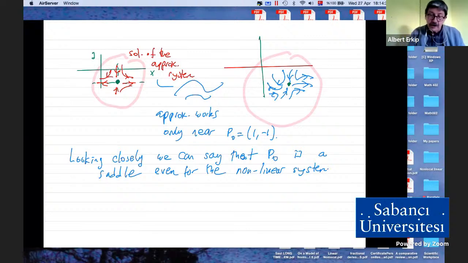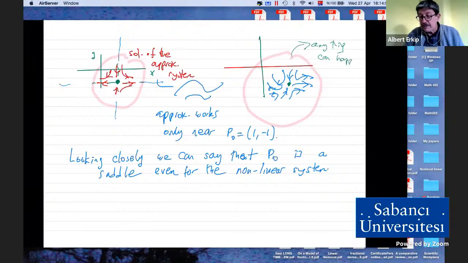It's like looking into a kind of mirror that is not perfect, but only locally. Of course, far away, this guy is kind of like this, like that. But far away, we have no idea. Far away, anything can happen, far from this point P0, because the approximation only works near P0.